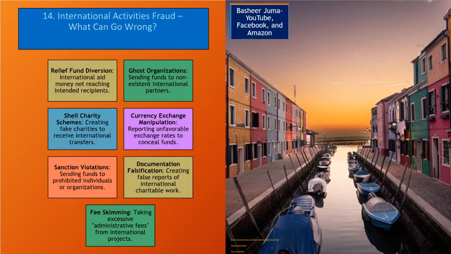Currency exchange manipulation. Reporting unfavorable exchange rates to conceal funds. Sanction violations. Sending funds to prohibited individuals or organizations. Documentation falsification. Creating false reports of international charitable work. Fee skimming. Taking excessive administrative fees from international projects.